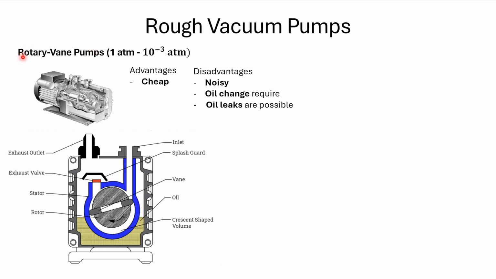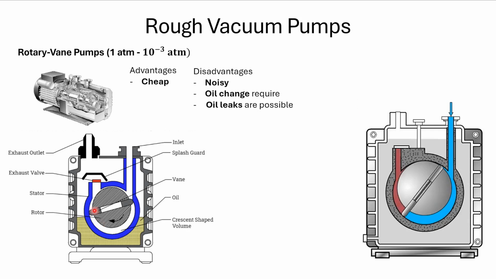So the first pump is the Rotary-Vane pump, and this pump can sustain a pressure down to 10 to the minus 3 atm. So it is a very cheap pump. This is the main advantage. There is oil in the pumping system, therefore sometimes you call this an oil pump. It is just easier to say Rotary-Vane pump. Gas molecules go inside the pump, and the vane moves. This part is turning, and we can expel the gas molecules.